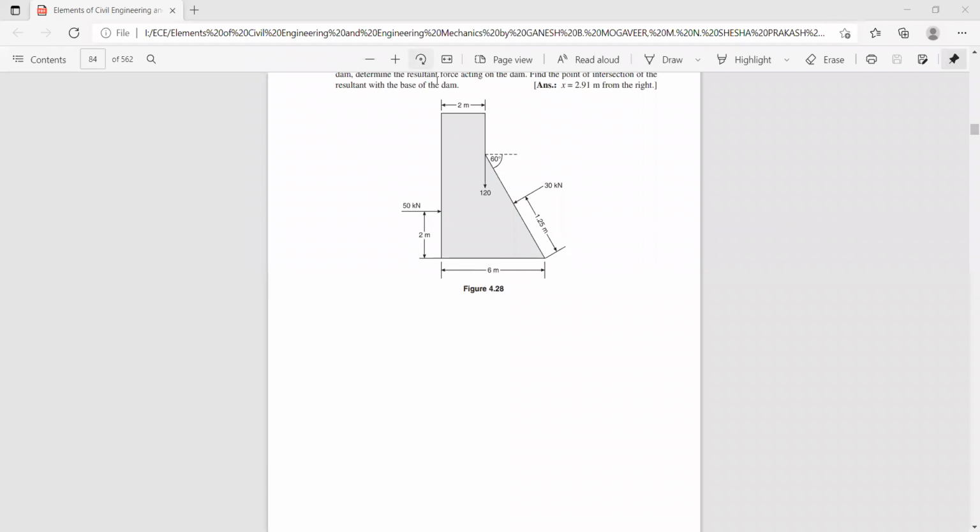So now you have understood how to solve the problems under coplanar non-concurrent force system. I think the concept is clear with this problem. Okay, fine.